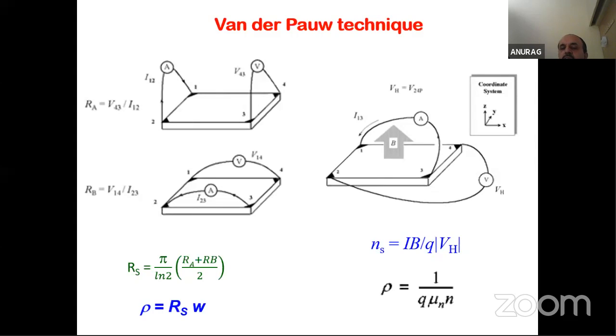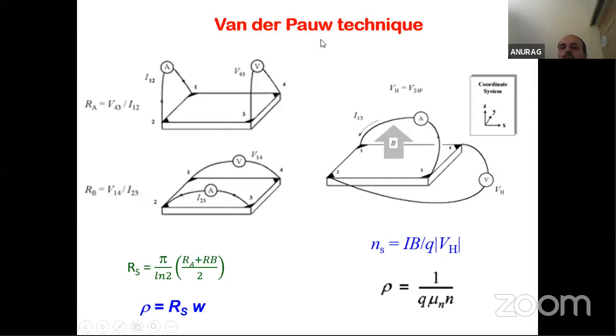Once I know VH, it is the same Hall effect measurement: NS, the sheet carrier concentration, is equal to I times B divided by Q times VH, where I is the current and B is the magnetic field. Using this NS, if I know the thickness W, NS by W gives me the volume carrier concentration. And now again the same relation, rho is equal to 1 upon Q mu N, because I have calculated rho from the resistivity method and I calculate the carrier concentration from the Hall method. So I can calculate the mobility of the carrier. So these three things we can calculate from the Van der Pauw technique.